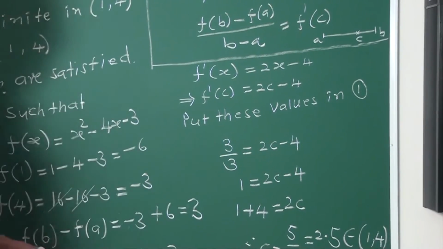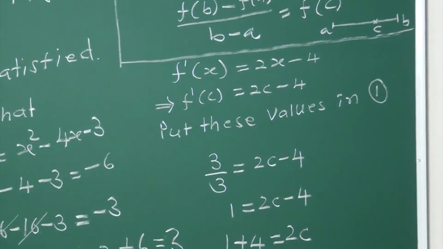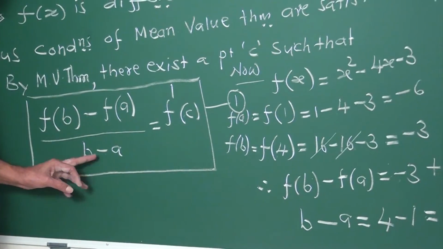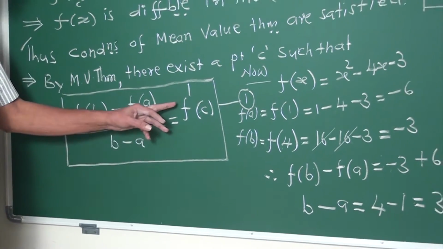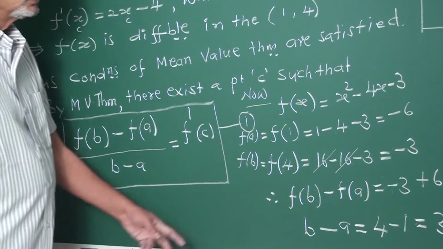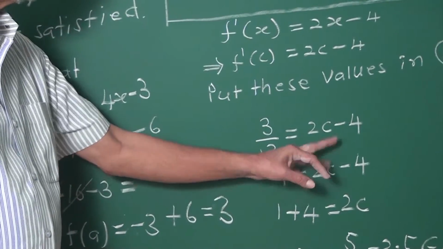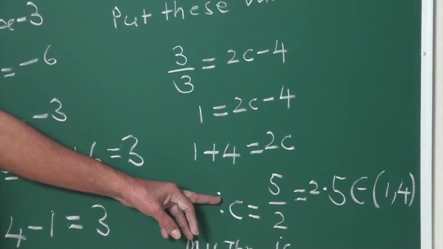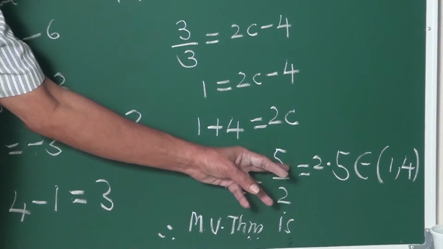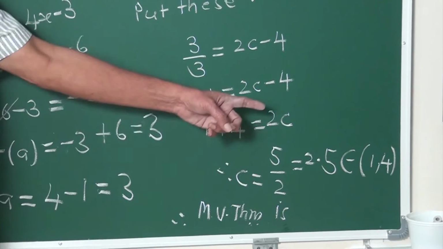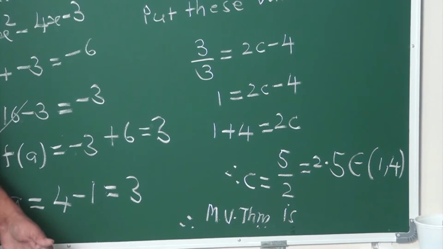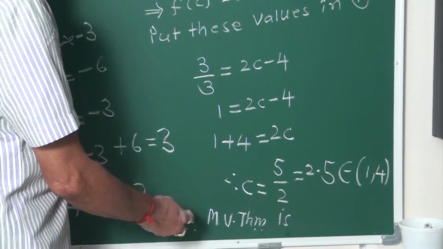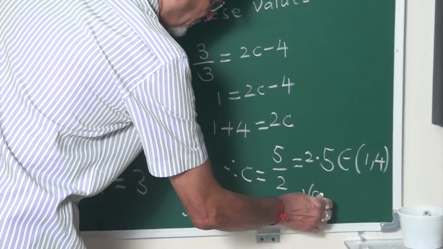Substitute these values in 1. What is f(b) minus f(a)? 3. What is b minus a? 3. So 3 upon 3 equals f dash c, which is 2c minus 4. So 1 equals 2c minus 4. Bring this to the other side: 5 equals 2c. Then what is c? 5 by 2, which is 2.5. That 2.5 lies well inside the open interval 1 to 4. Thus, the mean value theorem is verified.